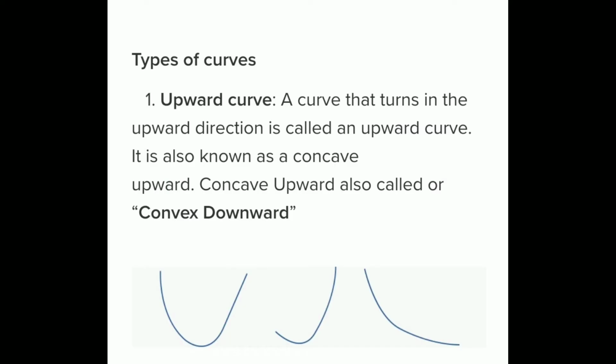So what are the types of curve? The first one is upward curve. A curve that turns in the upward direction is called an upward curve. It is also known as concave upward, also called convex downward.